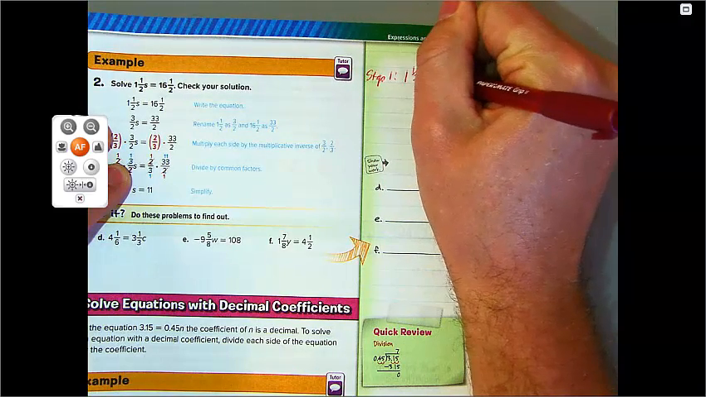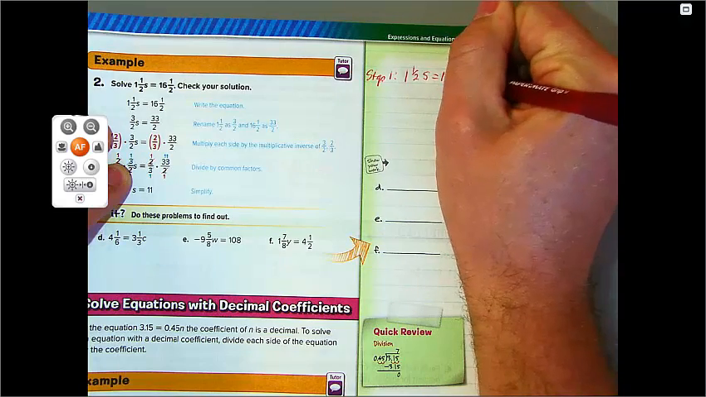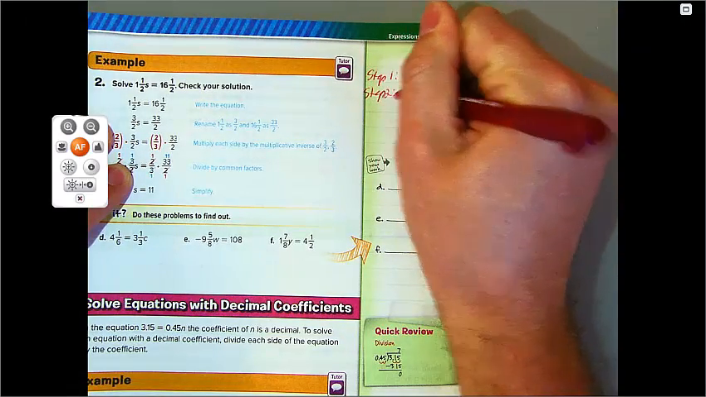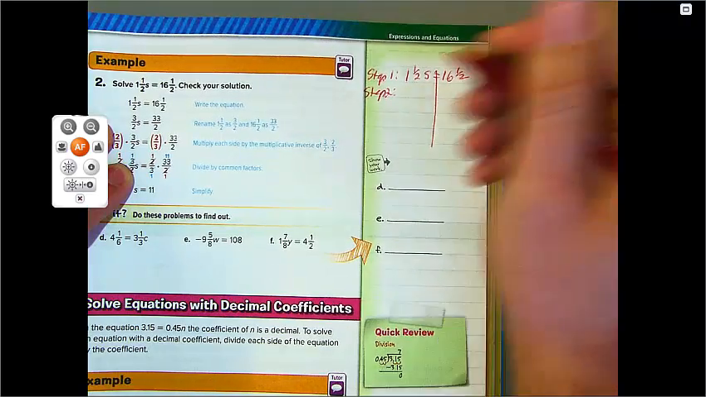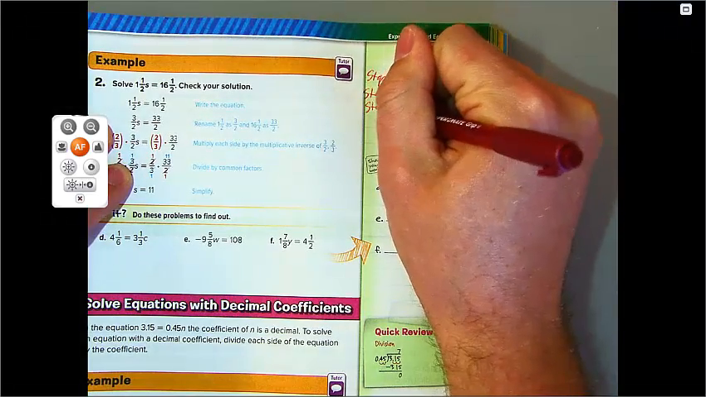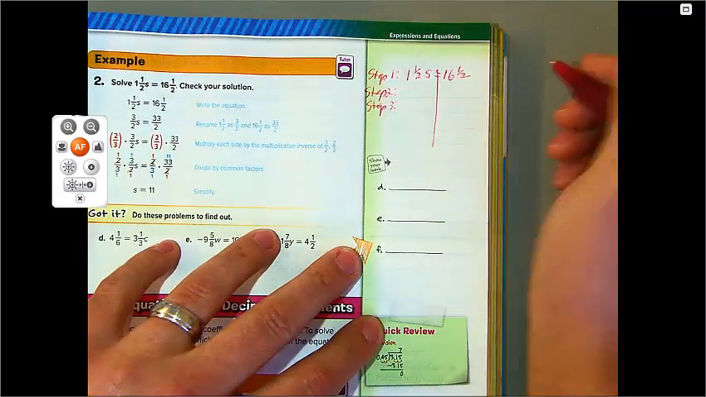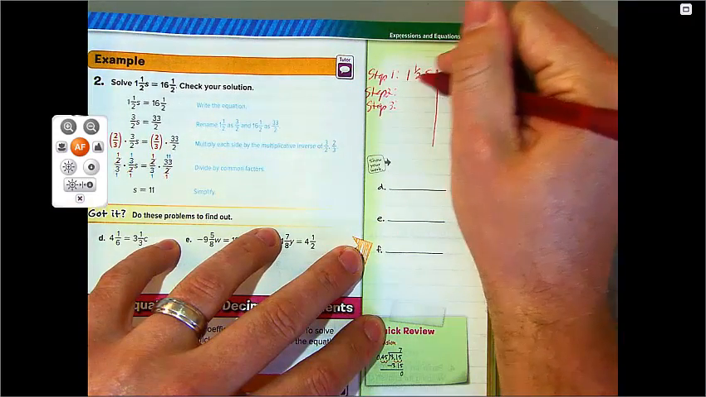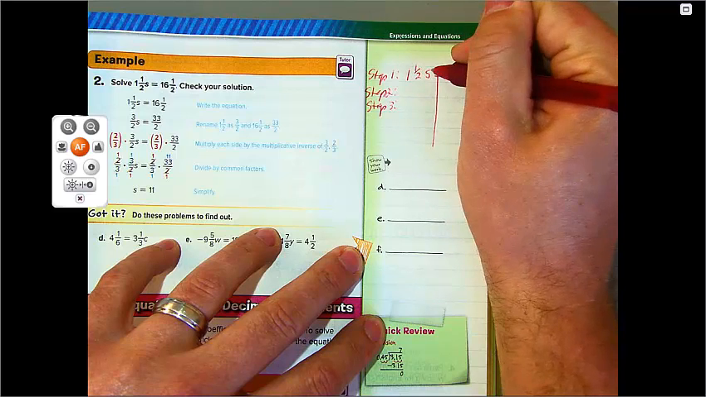1/2 times s equals 16.5. Step 2, put the line. Step 3, I undo. I'm multiplying right here, these two.